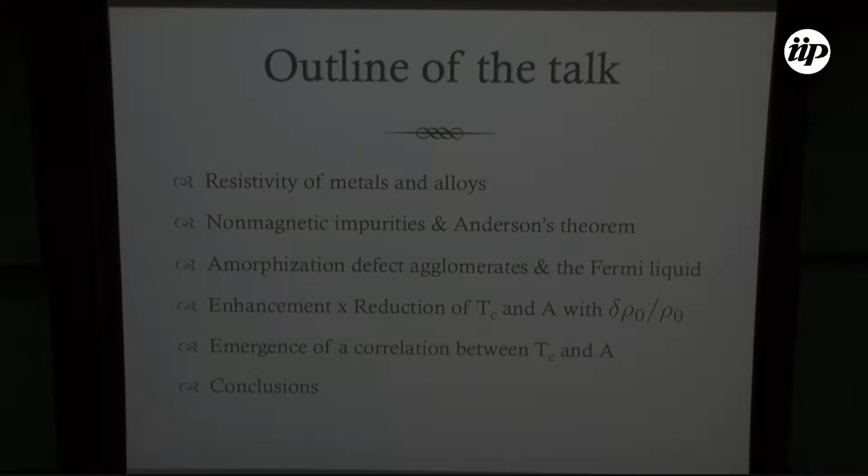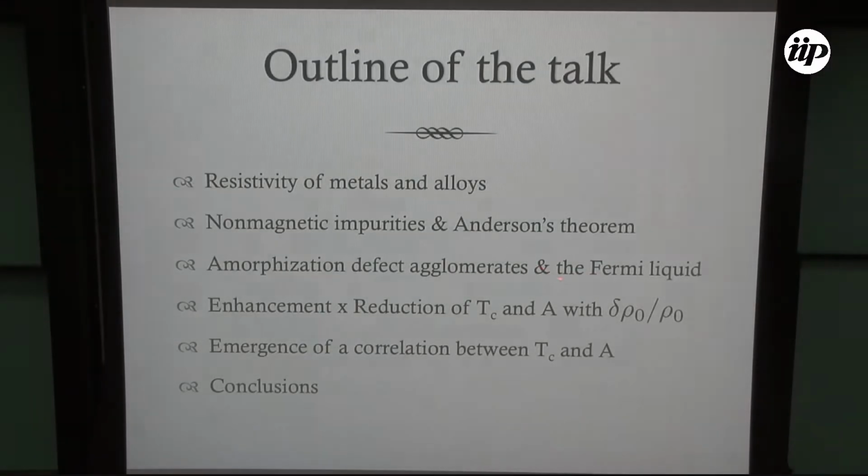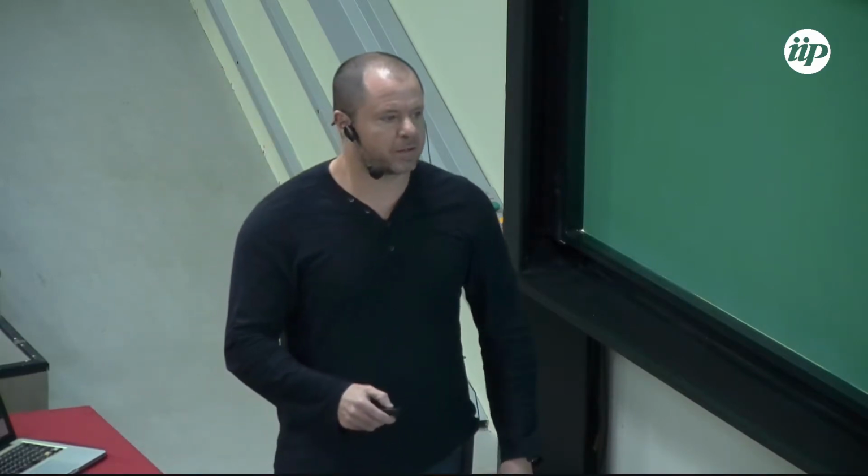So, what I'm going to talk to you about is the following. First of all, I'm going just to set grounds. I'm just going to review a few concepts about the resistivity of metals and alloys. I'm going to talk about non-magnetic impurities and Anderson's theorem. And then I'm going to introduce a type of defect that stabilizes Fermi liquid behavior in many systems. And then we're going to see how the enhancement and reduction of the critical temperature together with the Fermi liquid coefficient A can be related to the addition of disorder, of defects. And then we are going to understand how TC and A are correlated. I put emergence and correlation so that I could justify my presence here. And I'm going to finish with conclusions.